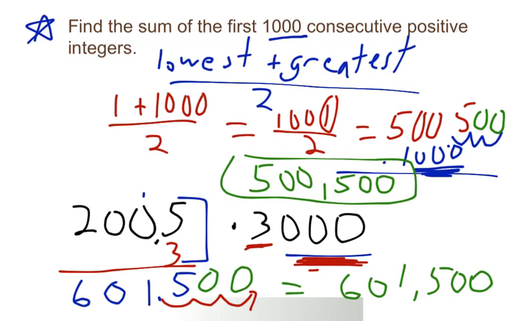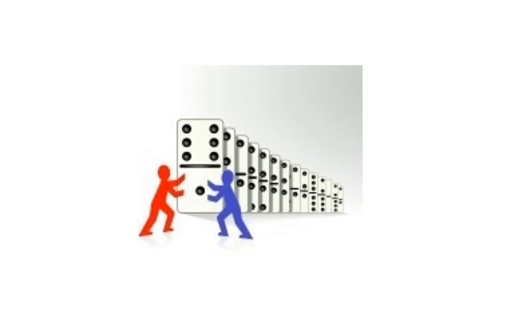It can keep you from missing a place value when you're multiplying. All right. And now you know all about consecutive positive integers.